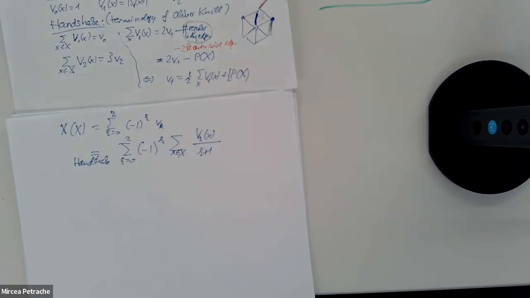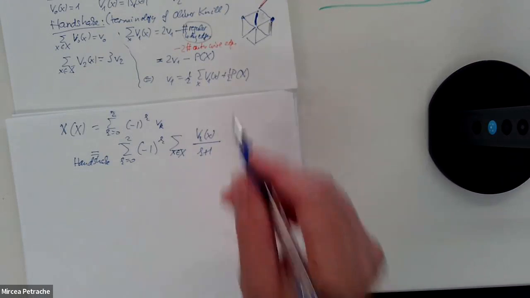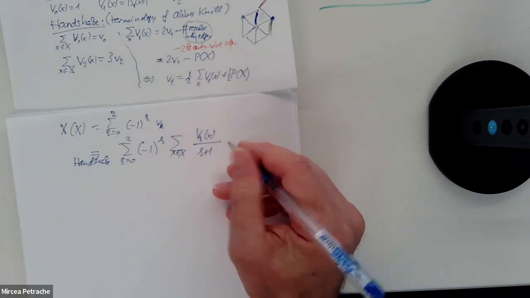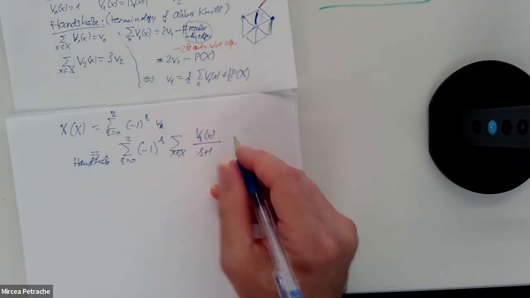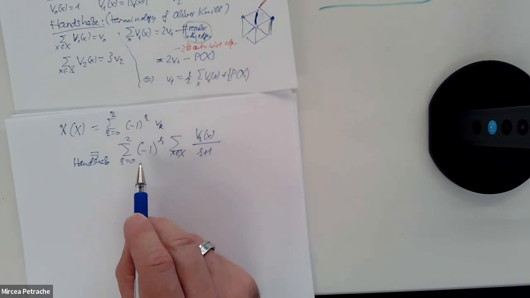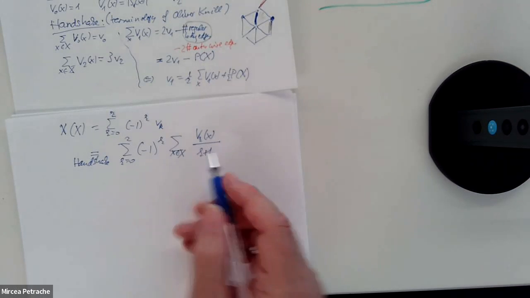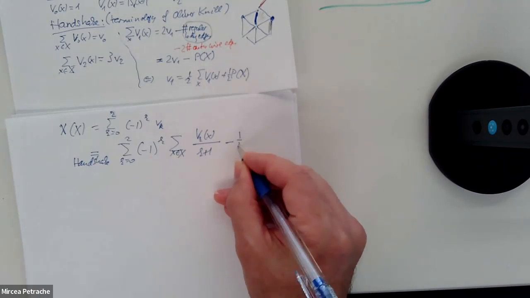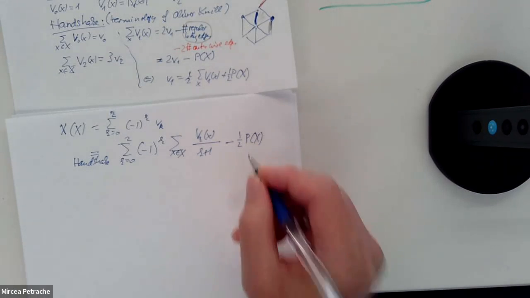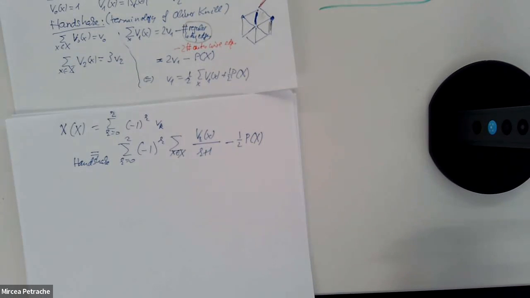Okay, so when we solve the second handshake for the number of edges, we get an extra term of a half the perimeter. But because there is a minus sign in front of the v1, we get here minus a half times p of x. That's by handshake.